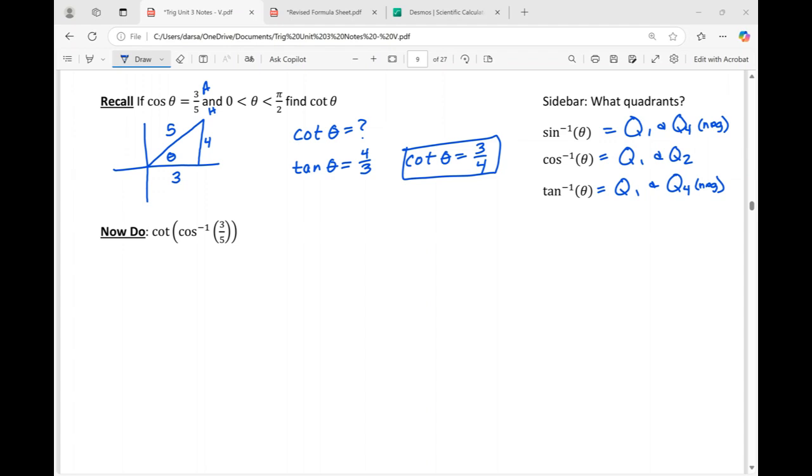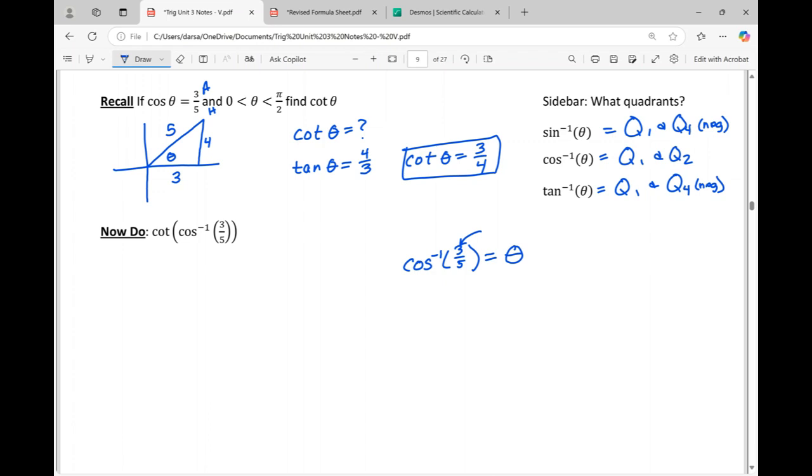Now let's look at something very similar. This is asking us to find the cotangent of the cosine inverse of 3/5. Now first, let's think about cosine inverse of 3/5. Remember, what do we plug into a cosine inverse? This is a number between -1 and 1. And what is the answer that would come out if we plugged this into a calculator? Well, we would get some angle. We don't know what that angle is, so let's call it a theta.